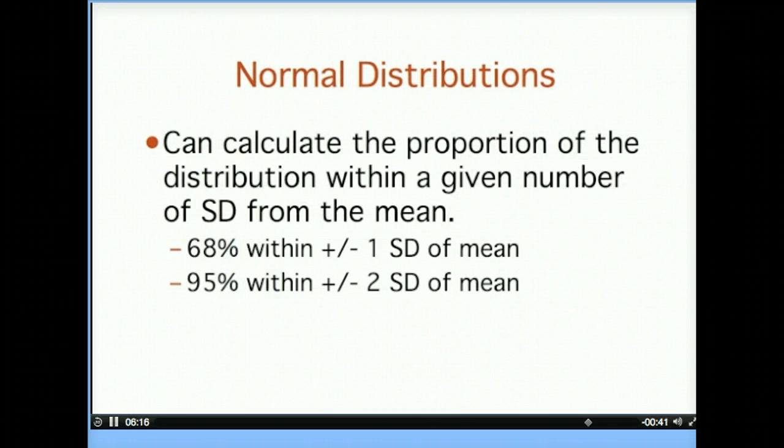The standard deviation is especially informative when the distribution is normal. This is because the proportion of the distribution within a given number of standard deviations from the mean can be calculated or looked up in a table. For example, 68% of a normal distribution is within 1 standard deviation of the mean, and 95% of the distribution is within 2 standard deviations of the mean.